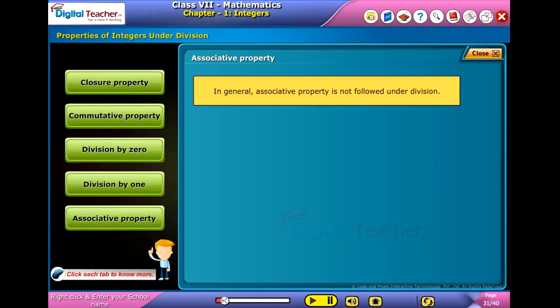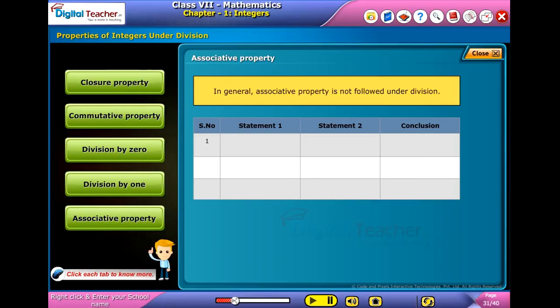In general, associative property is not followed under division. Here, in the first example, initially divide 4 with 2. We get 2. Thus 8 by 2 is equal to 4.